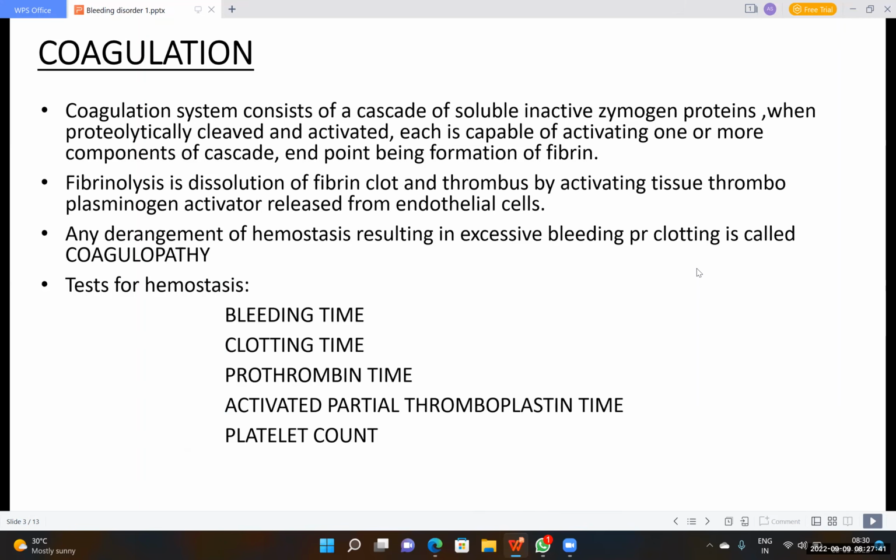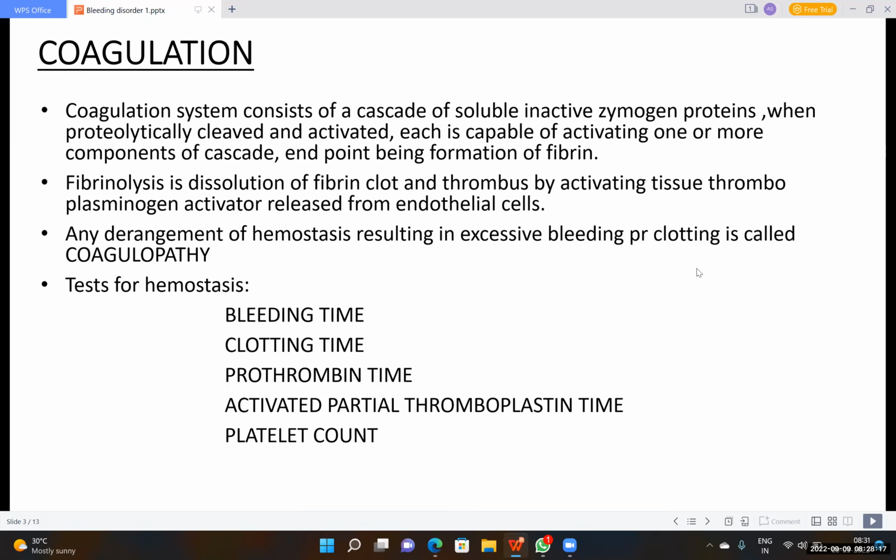The coagulation system consists of a cascade of certain soluble enzymes and proteins, which when proteolytically cleaved and activated are each capable of activating one or more components of the cascade, the endpoint being formation of fibrin. Fibrinolysis is dissolution of the fibrin clot and thrombus by activating tissue plasminogen activator released from the endothelial cells. Any derangement of these hemostasis processes results in excessive bleeding or clotting, and this is called coagulopathy.